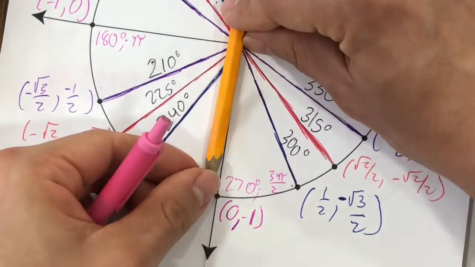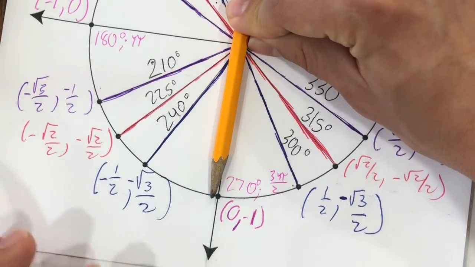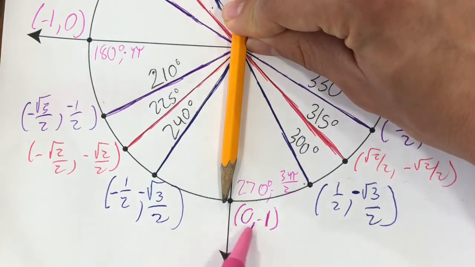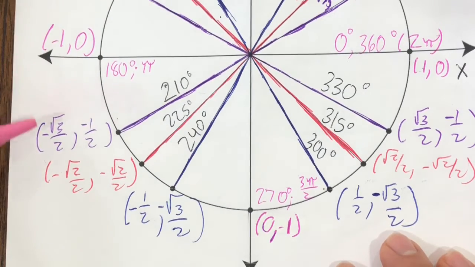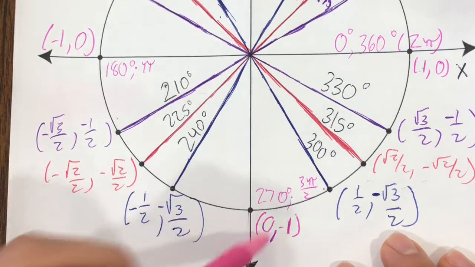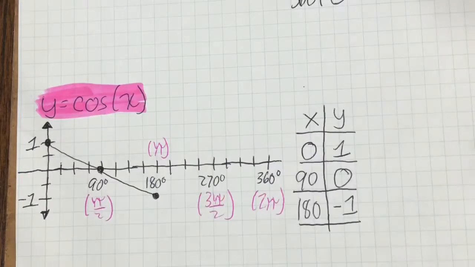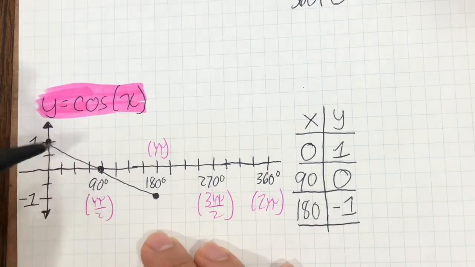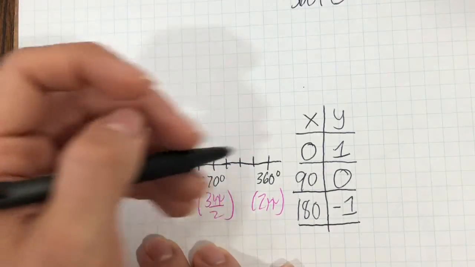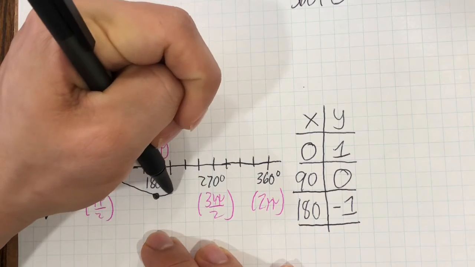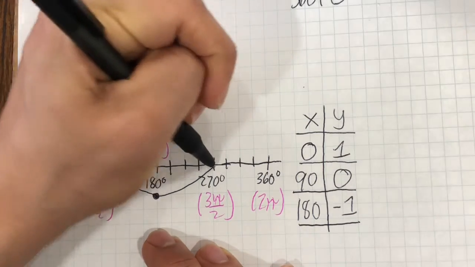And then we're at cosine of 270, and cosine of 270 is 0. So for each output for cosine, we're going from -1 all the way until 0. So now my output is increasing. All right, so from 180 to 270, the graph is going to increase. So I'm going to go up to 270.